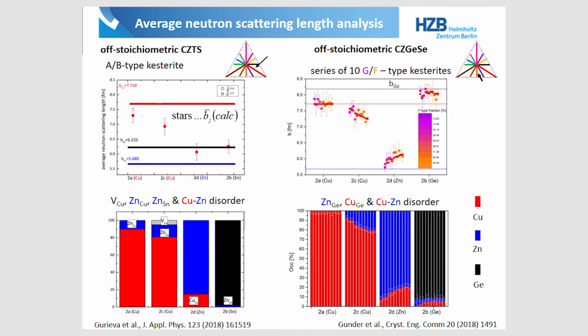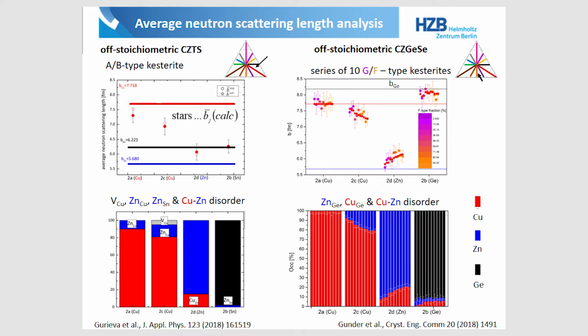Now in off-stoichiometric Kesterite, we do the same analysis. We determine this average neutron scattering length experimentally, and we calculated it according to the cation distribution model. This is the cation distribution model. This is an AB-type Kesterite, so copper poor, zinc rich. And you see now you have copper vacancies, zinc on copper, zinc on tin defects, and you have always copper-zinc disorder.